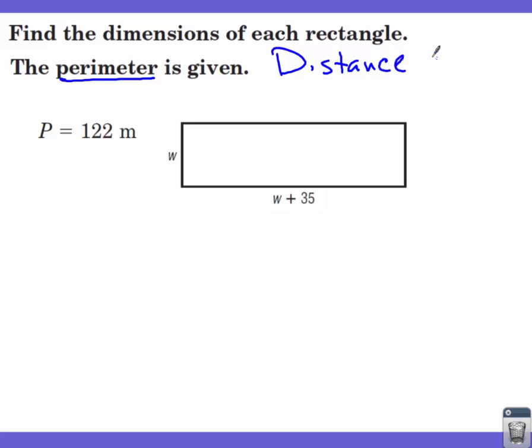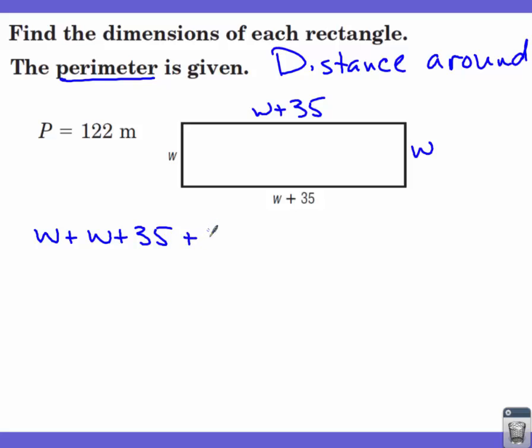Distance around the shape. So that means I'm going to take this W and this W plus 35, and I'm also going to take this W and this W plus 35, and all of that is going to equal 122. So that's what we're going to write. We're going to actually add the sides together: W plus 35 plus W plus 35, and all that's equal to 122.